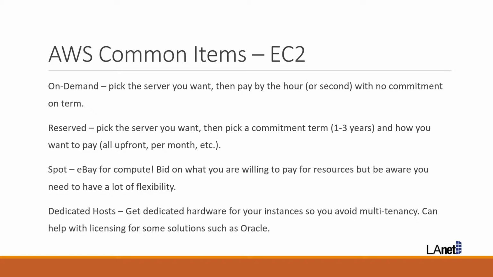The next one is reserved. You'll save a lot of money per hour on the reserved, but with a reserved instance, you pick the type of server, then you pick a commitment term anywhere from 1 to 3 years and how you want to pay that, and you get a big per hour reduction from the on-demand pricing, right? However, now you're locked into a term. Most of my customers use reserved instances for their prod apps that move into AWS. Then they have a nice predictable model.